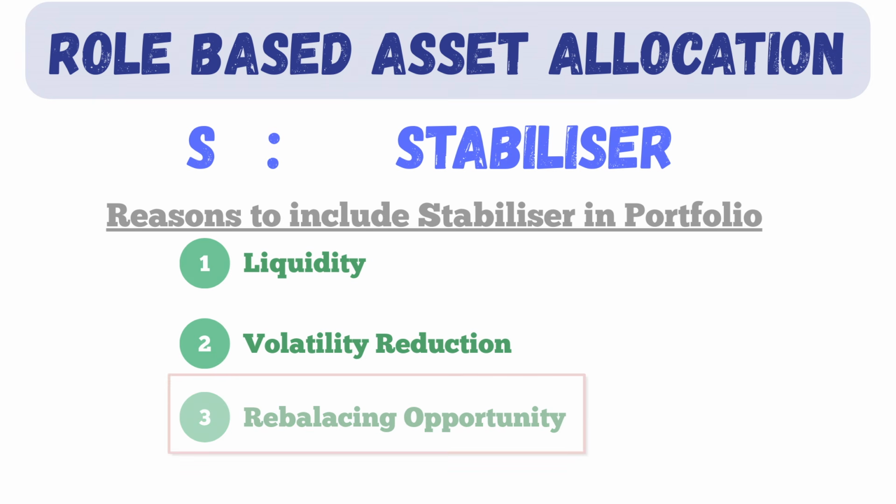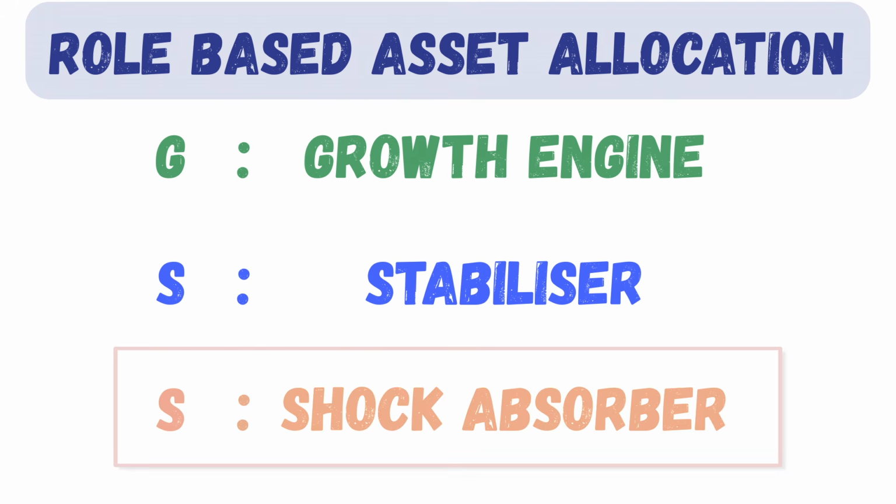And third is rebalancing opportunity so that there is flexibility to shift allocation from stabilizer to growth assets at the right opportunity, maybe during market dips. That brings us to the last S of shock absorber. Its role isn't to give consistent returns, but to help the portfolio behave differently when equity markets are under stress.